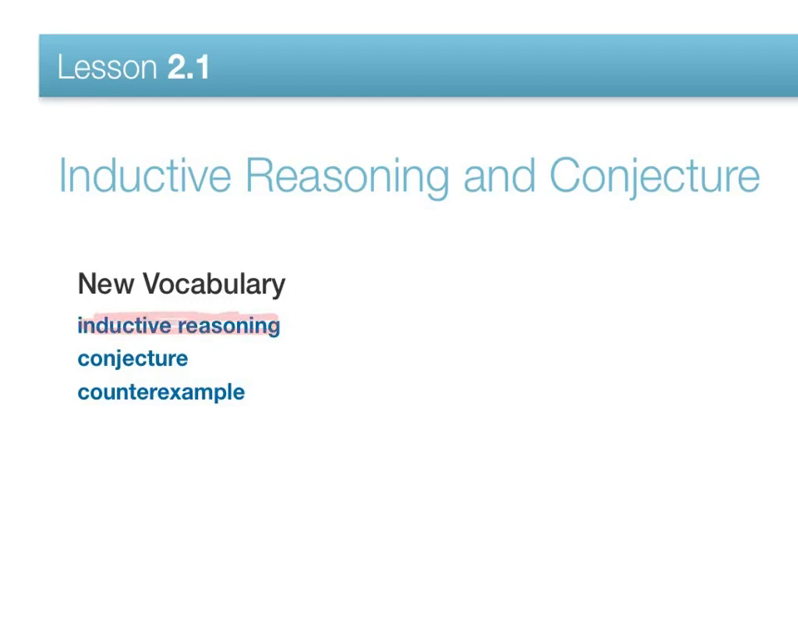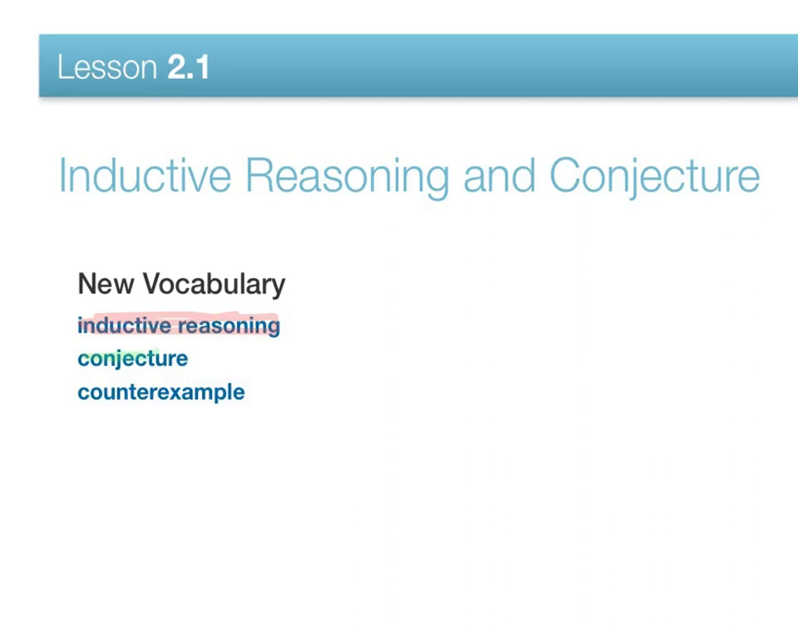Don't forget, inductive reasoning is reasoning that uses a number of specific examples to arrive at a conclusion, usually in a pattern. You can usually observe something in a pattern, and then make an educated guess of what the next one is. That is called inductive reasoning. Conjecture.